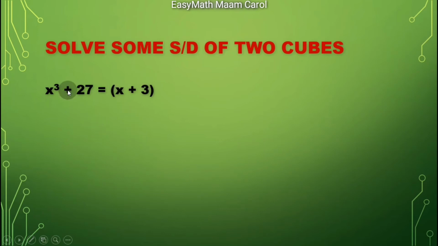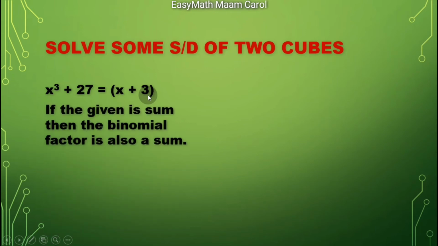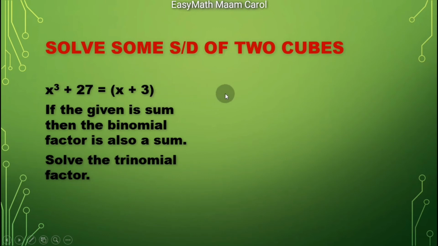So, sabi natin dun sa formula, kapag sum yung given, yung binomial factor mo, sum din. Okay? So, we have x plus 3. So, if the given is sum, then the binomial factor is also a sum. Yun nga yung sinabi ko kanina. Now, solve the trinomial factor. Ang gagawin naman natin ngayon, hahanapin natin yung tatlong terms na factor dito dun sa likod nitong binomial natin.